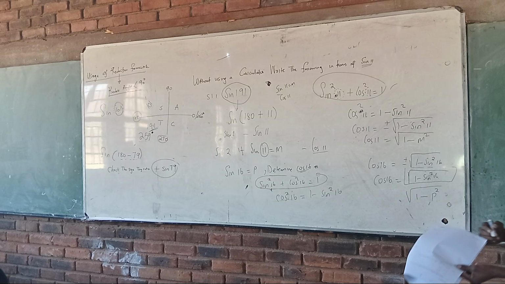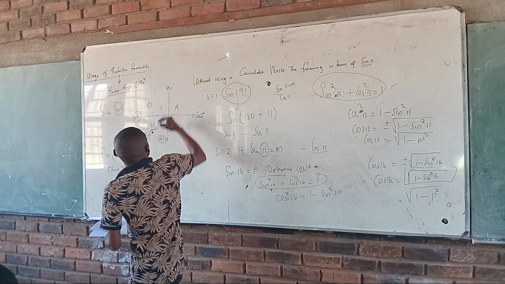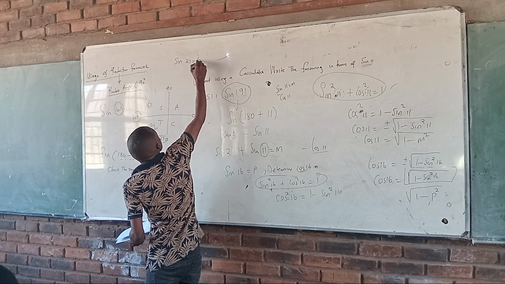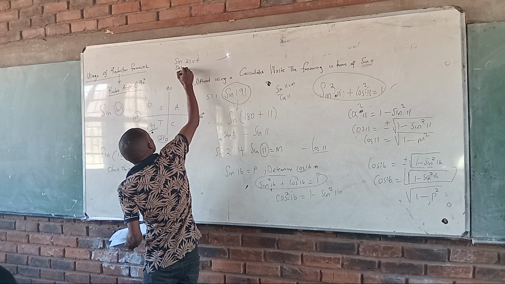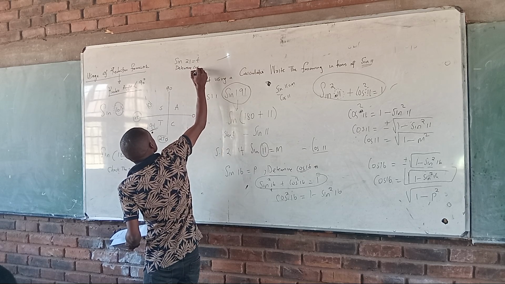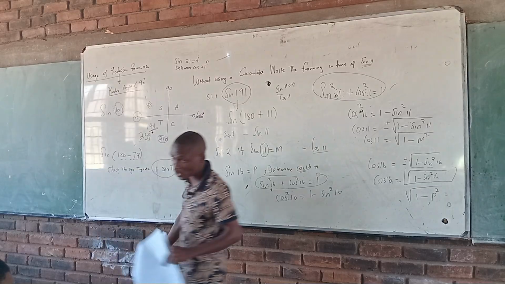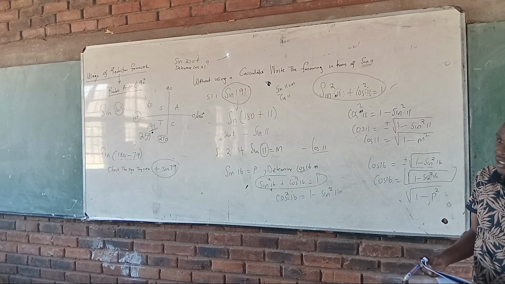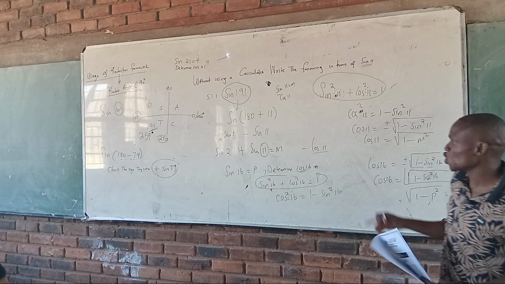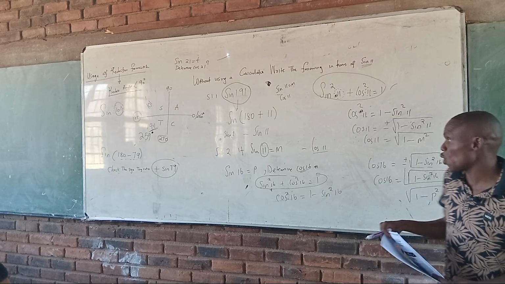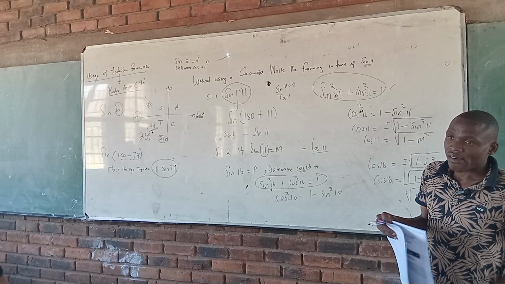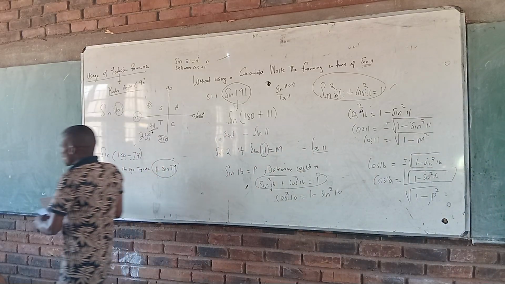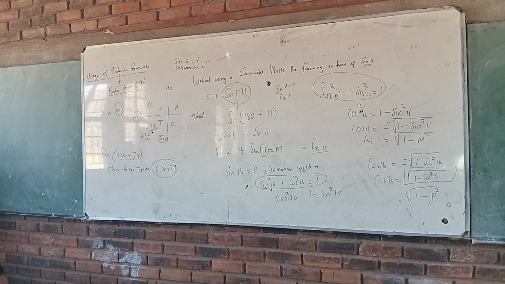We'll look at it actually. For now, just try: if sine 21 is t, determine cos 21 in terms of t. Try it. Sine 21 is t, determine cos 21 in terms of t.